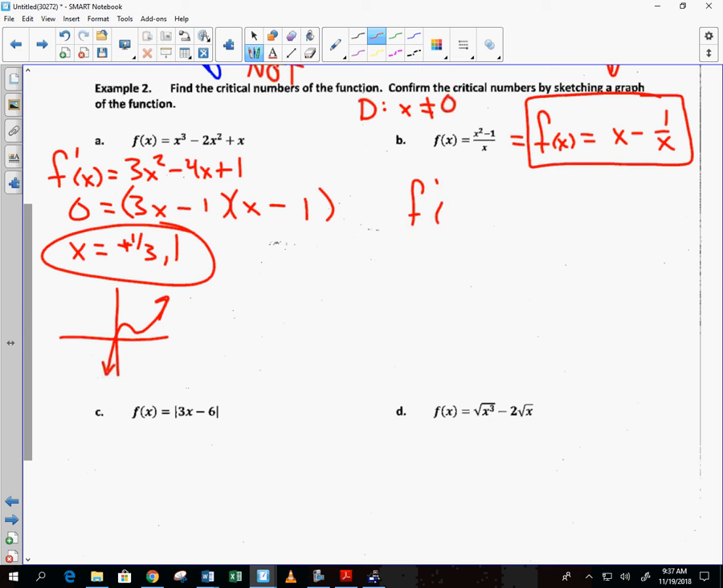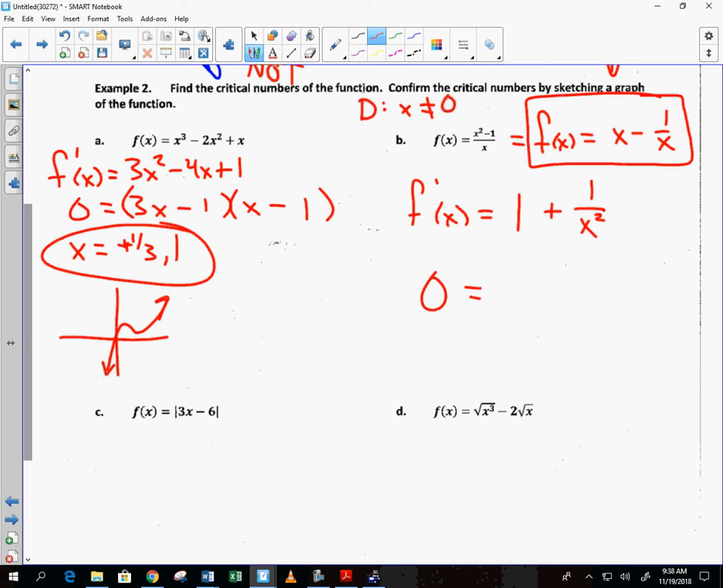F prime of x. What's the derivative of x? 1. And what is the derivative of negative 1 over x? Plus 1 over x squared. All right. So can you see where the derivative is undefined? For what value? 0. That's what we anticipated as well, right? 0 is not part of the original domain, so we're not going to call it a critical value. I'm going to set this equal to 0 and solve.